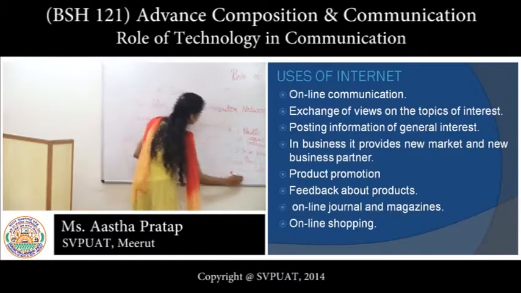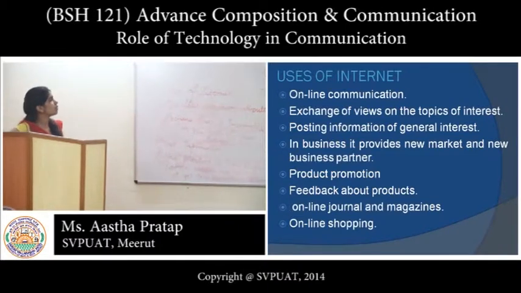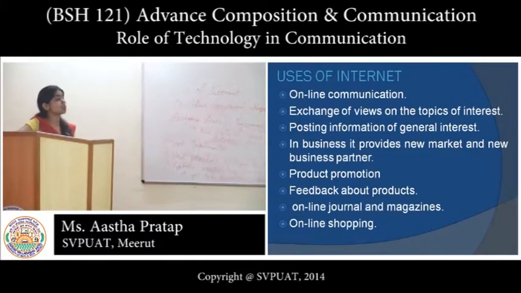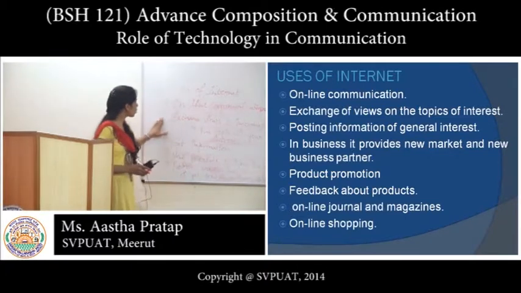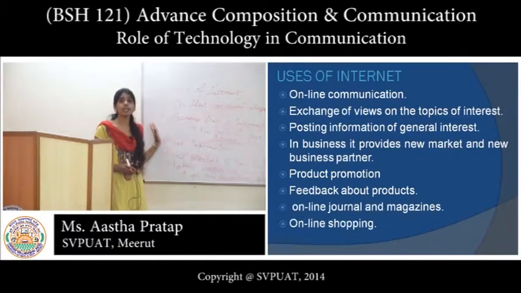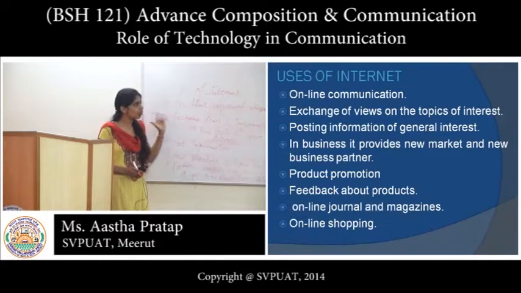Now, apart from these things, there are some more uses of the internet, like we can read online journals and magazines on the internet. So it's working as e-learning, giving way to e-learning to the people. And you can shop online, you can shop for things through the internet. So internet is playing a very vast role in our day-to-day life. So we are almost dependent upon the internet. It gives way to connect people from the world.